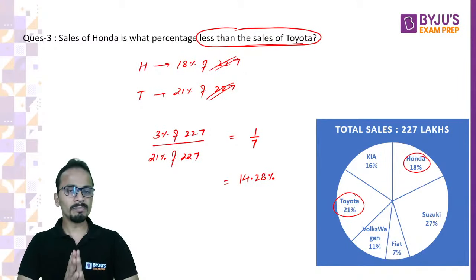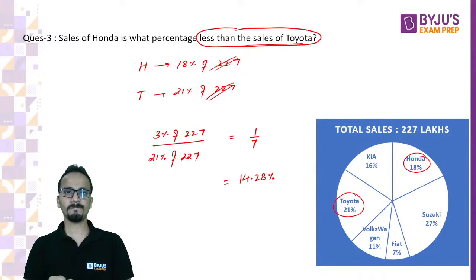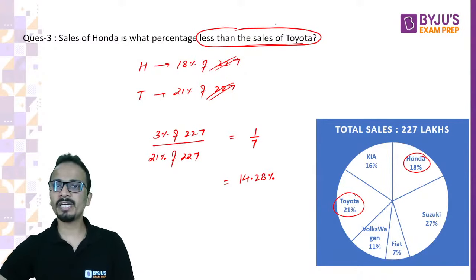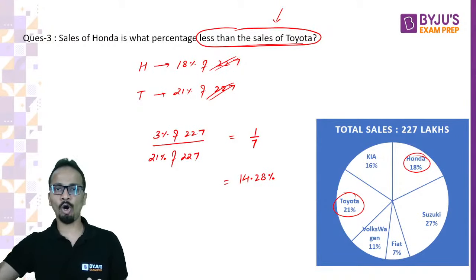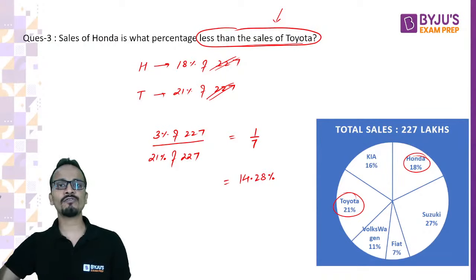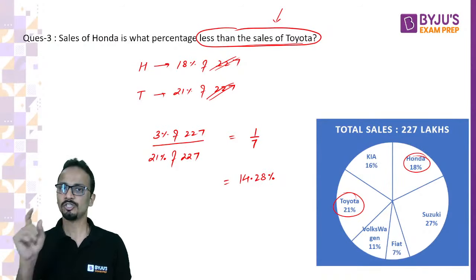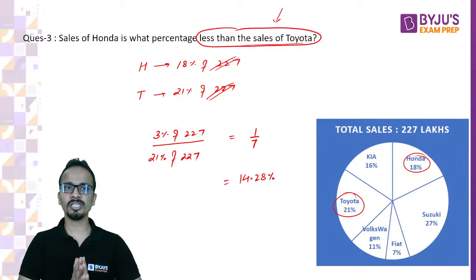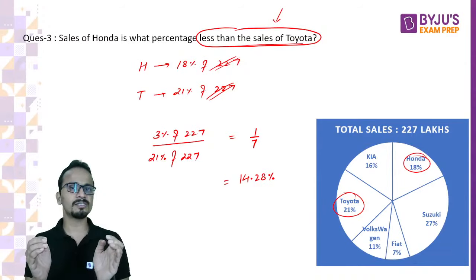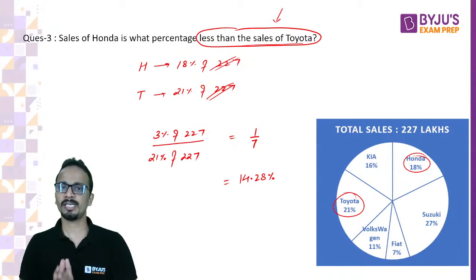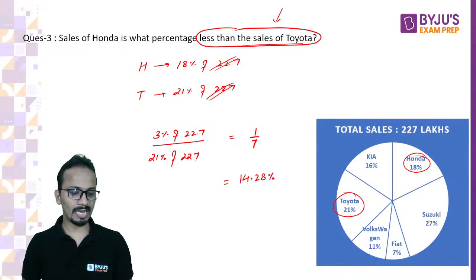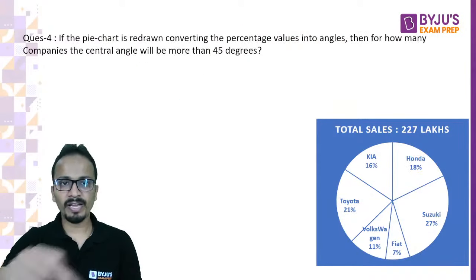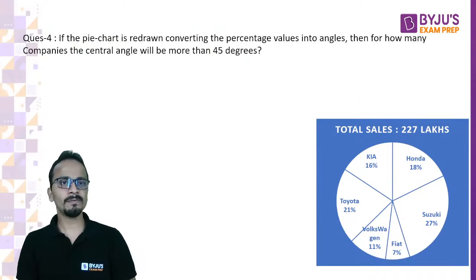So the basic mistake that some of you have made, or a lot of us commit, is in writing the denominator. The denominator is mentioned in the question. What do we have to compare with? Than the sales of Honda, than the sales of Toyota, it will be mentioned. In this case, it is clearly mentioned. We have to compare the difference with the sales of Toyota. So Toyota will go in the denominator, right? Am I clear? Fine. So let's move on to the next one.